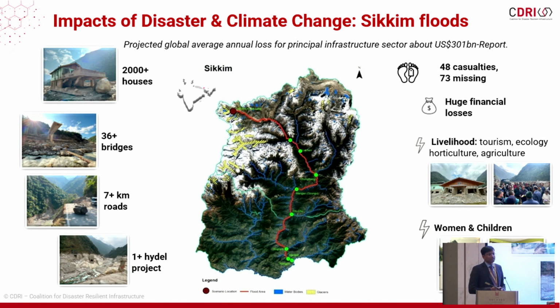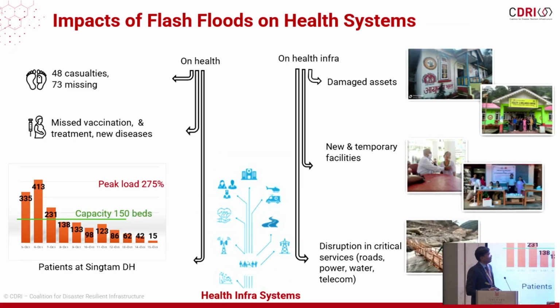But such incidents are not standalone. One of the CDRI biennial report highlights that average annual loss for principal infrastructure sector is close to $300 billion for a year. Now, if we look at the impact of flash flood or GLOF on the health system, on one side we see that there is an impact on health, and we have been talking about it. So obviously there are casualties, there are injuries. Those are one of the impact.